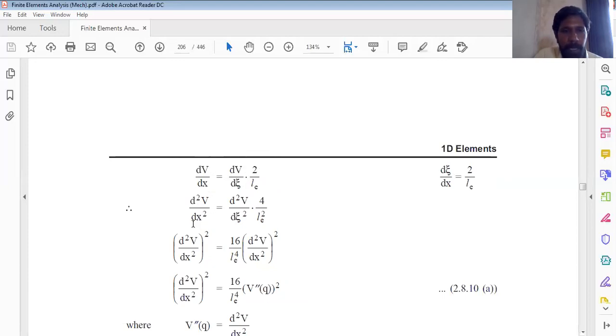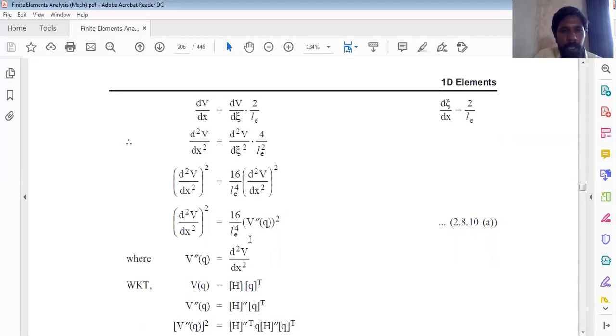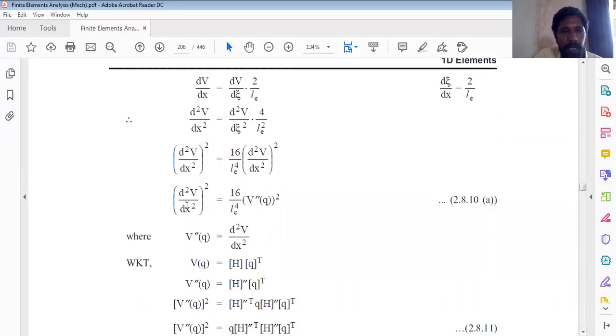So d square v by dx square can be written as d square v by d zeta square into the square of this, which is 4 by Le square. Its whole square, that is, d square v by dx square whole square, can be written as 16 by Le to the power of 4 into d square v by d zeta square whole square. So this can also be written as 16 by Le to the power of 4 times V double dash of q, whole square.